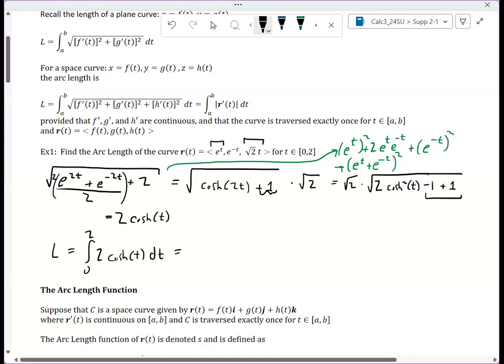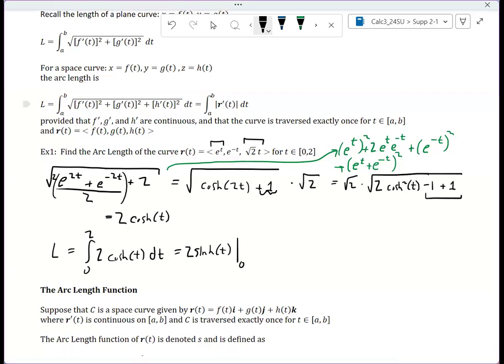The integral of cosh of t is sinh of t. I still have a 2 there, and this is going from 0 to 2. Sinh of 0 is 0. So this is 2 sinh of 2.